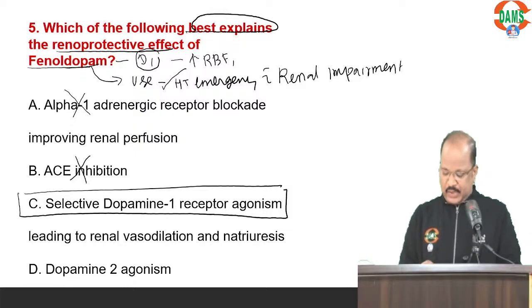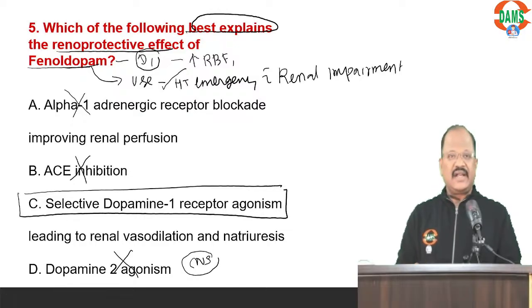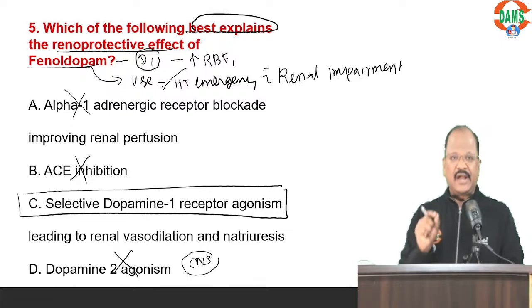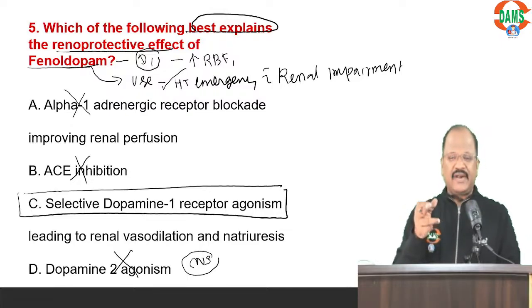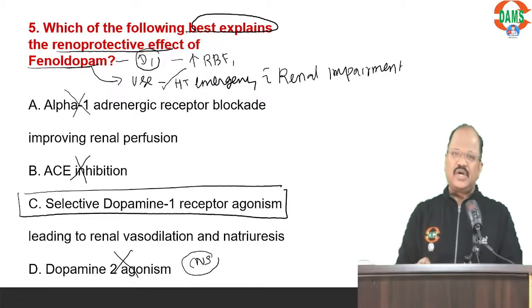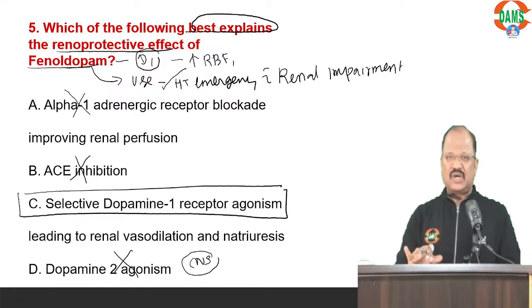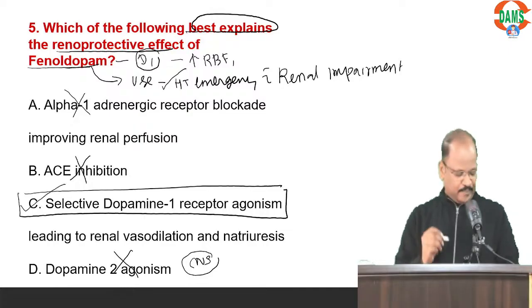Next option, D2 agonism, no. D2 receptors are mainly involved in the CNS. For example, most antipsychotic drugs have D2 blocking property, whereas anti-Parkinson drugs have D2 agonism property. So D2 means mainly CNS, not for this. Anyway, the right answer for this question is option C. Okay.